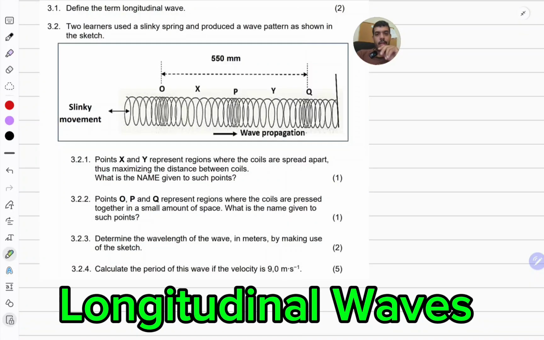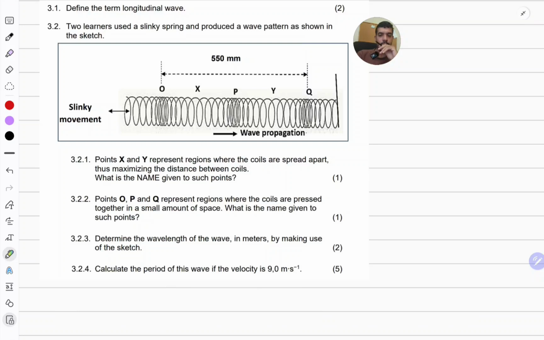So I want us to pay attention to this Slinky here. Now obviously you know the Slinky generates a longitudinal wave, and I want us to focus on this 550 millimeters. This here is not the wavelength, and in this video I'm going to explain to you why 550 millimeters is not the wavelength.